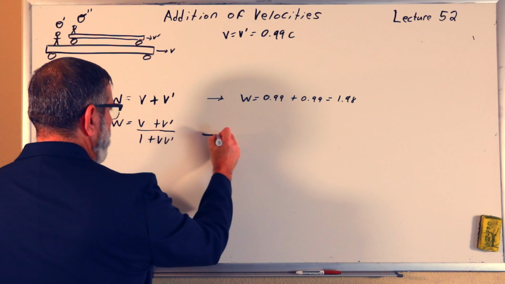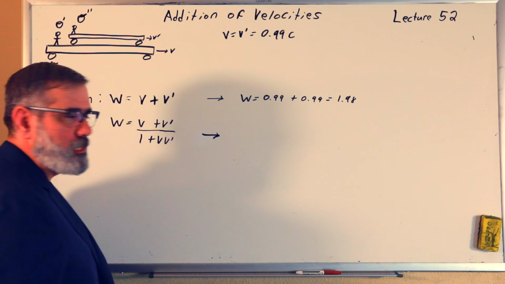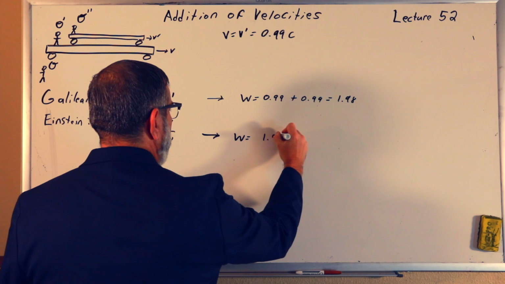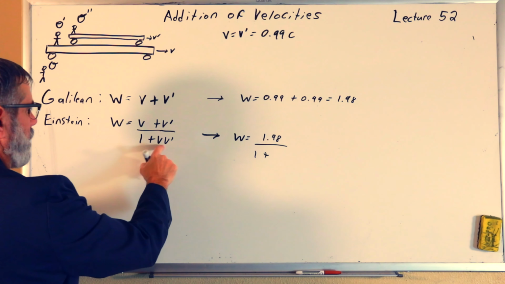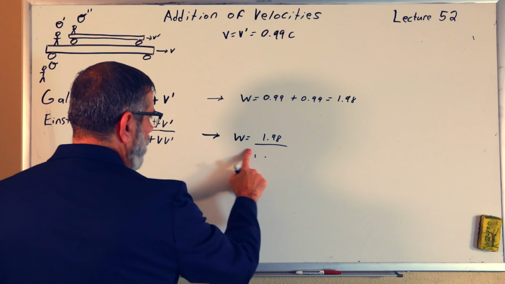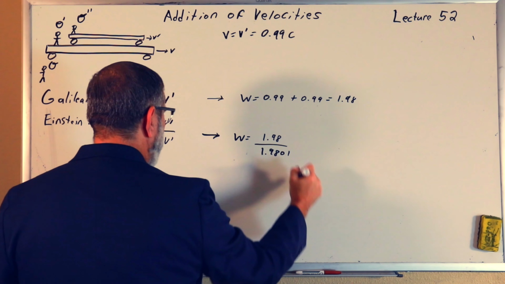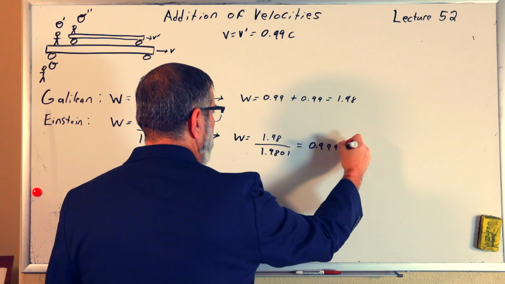What about special relativity? What do we get? Well, we're going to get the same term in the numerator, because it's just the sum of the two velocities. So that'll be 1.98 divided by 1 plus the product of the two. And if you multiply this out and add it, you'll find this is equal to 1.9801. If I divide this into this, I'm going to get 0.99995.